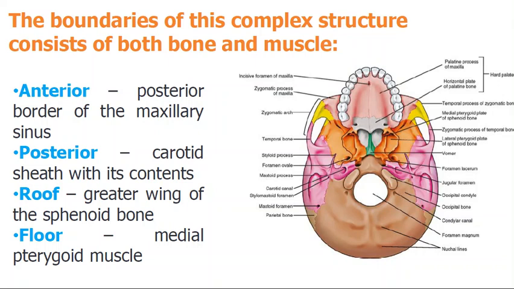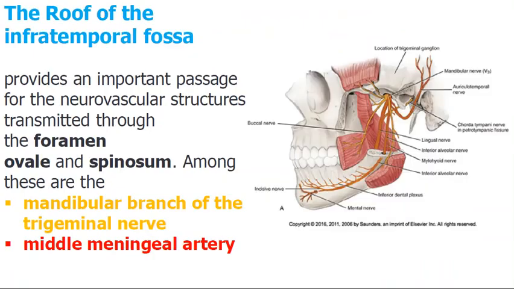So this is the infratemporal fossa here, while the roof of the fossa is formed by the sphenoid bone, particularly the greater wing of the sphenoid right here, and the floor of the fossa, the inferior boundary, is formed by the medial pterygoid muscle. We will see it in the next pictures and illustrations.